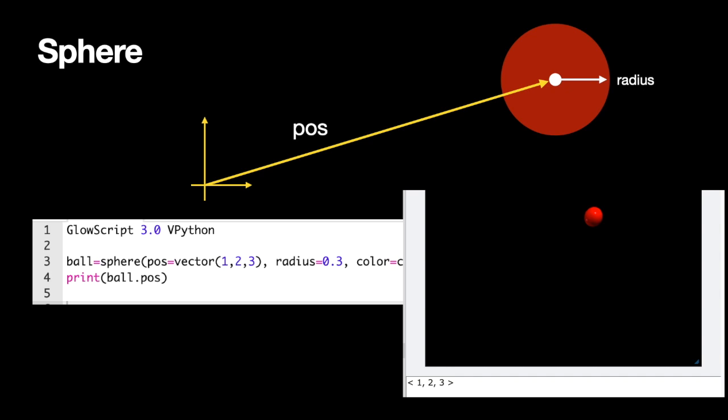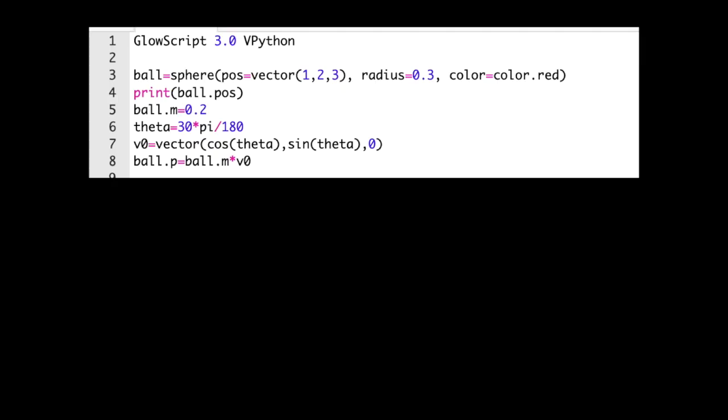Okay, a couple more notes before we get right into the program. So there's my ball. I can print that out. I can give it other attributes. I can make up attributes. I can say ball.m, and I'm going to call that the mass of the ball. I need to give it a number, so I'm going to say 0.2 kilograms, or 200 grams. I just did that, okay?